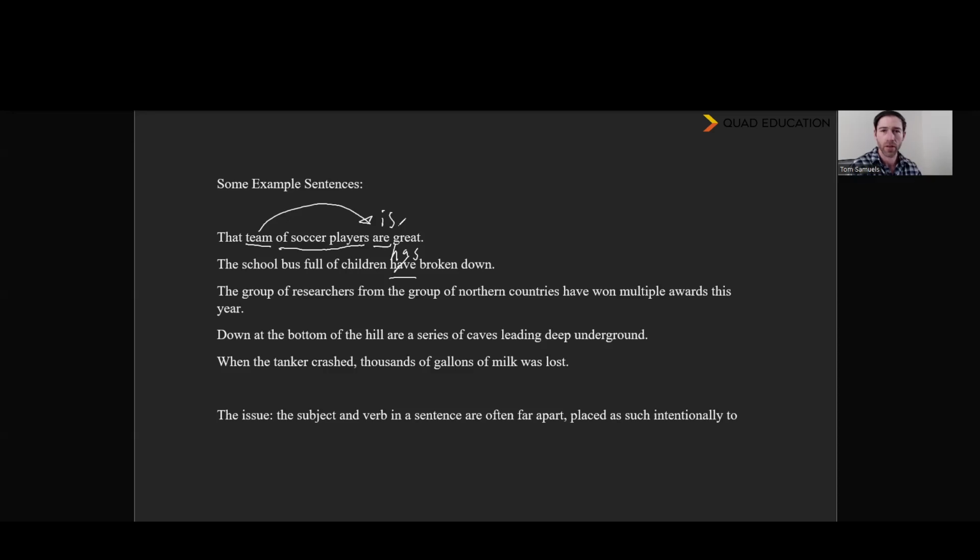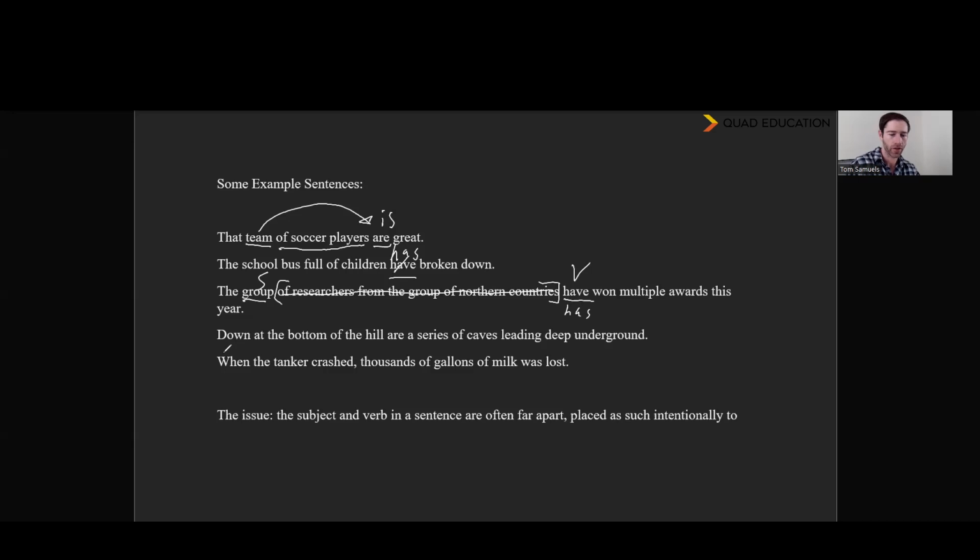This here is singular. The same is true of the third example here, with just a bit more prepositional information interrupting the subject, which is the group, and the verb, which is way down here with have. And so of researchers from the group of northern countries, all that is just prepositional information interrupting the subject and the verb. And so if we can tune that out, we can see pretty clearly that the subject is singular, and so the verb have should be instead has, because that would also be singular.